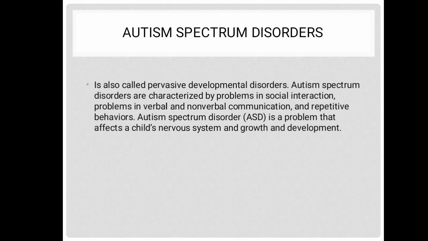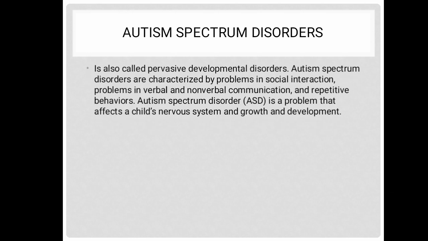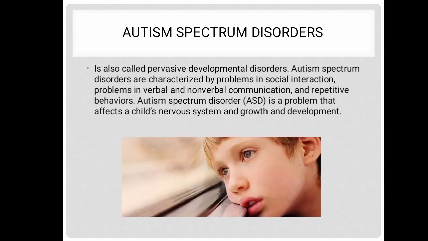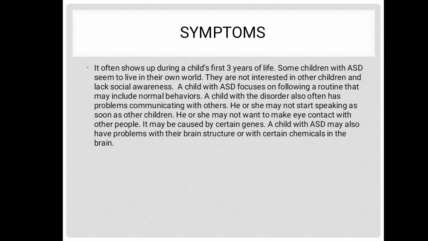Autism spectrum disorders are also called pervasive developmental disorders. Autism spectrum disorders are characterized by problems in social interaction, problems in verbal and nonverbal communication, and repetitive behaviors. Autism spectrum disorder, or ASD, is a problem that affects a child's nervous system and growth and development. Symptoms often show up during a child's first 3 years of life.